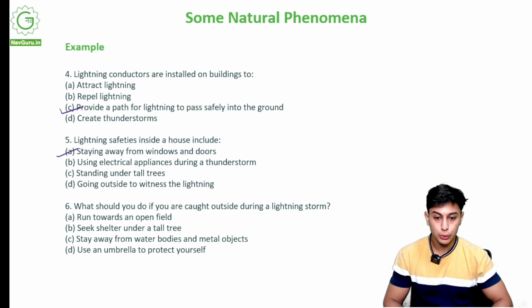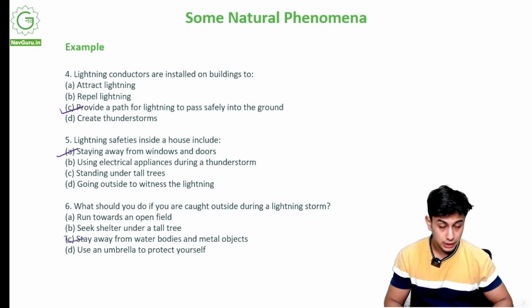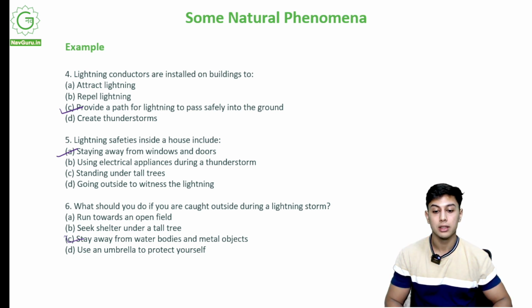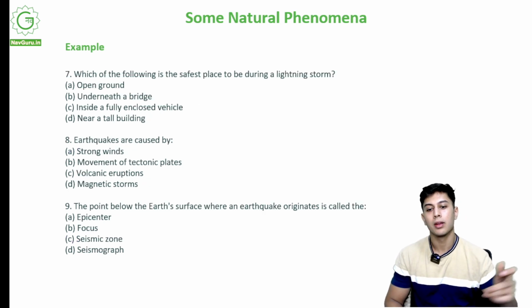What should you do if you are caught outside during a lightning storm? Run towards an open field, seek shelter under a tall tree, stay away from water bodies and metal objects, use an umbrella to protect yourself. So the correct answer is option C. We stay away from water bodies, we stay away from anything metal, and we be cautious and we save ourselves.